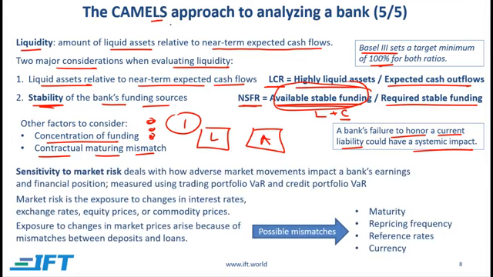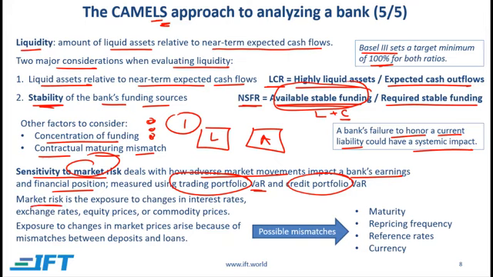We now come to the sixth and final component, which is sensitivity to market risk. This deals with how adverse market movements impact a bank's earnings and financial position. There are several measures for market risk, but the one that this reading focuses on is value at risk. A bank will typically have a trading portfolio and a credit portfolio. So we calculate the VAR for both of these portfolios. VAR stands for value at risk, and the lower the VAR, the better. So if VAR is low, that means that the sensitivity to market risk is low.